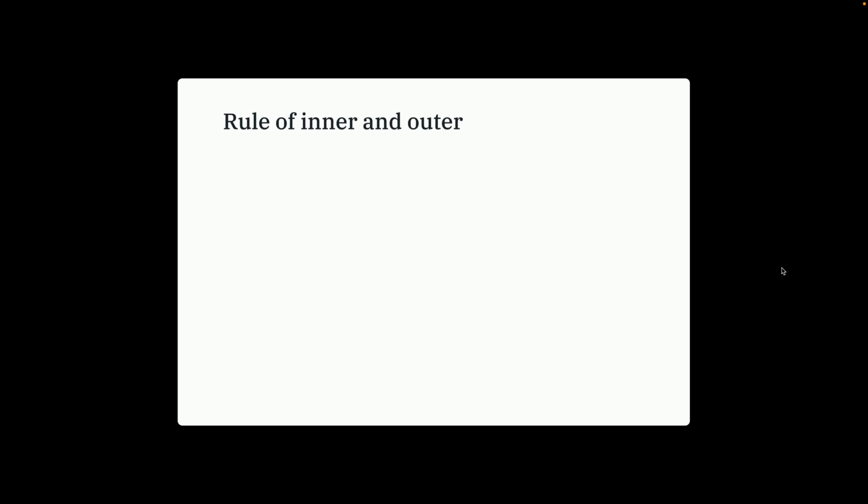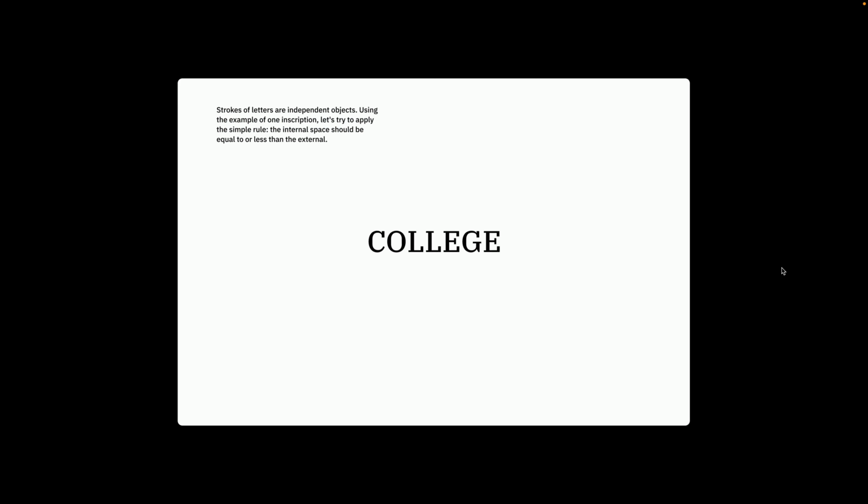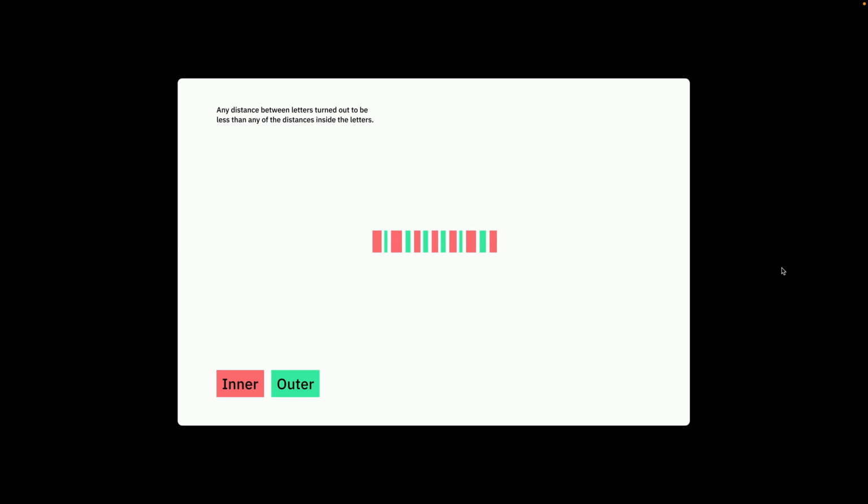So, we're here. Strokes of letters are independent objects. Using the example of one inscription, let's try to apply the simple rule. The internal space should be equal to or less than the external. The spaces inside the letters are marked in red. The spaces outside, that is, between the letters, are marked in green. Any distance between letters turned out to be less than any of the distances inside the letters.